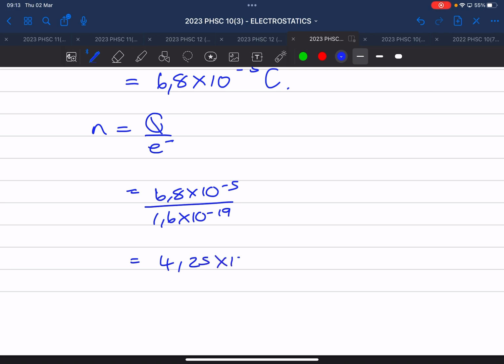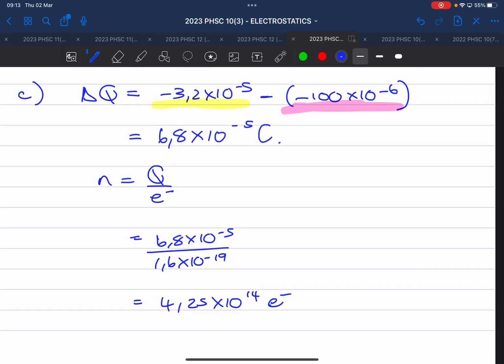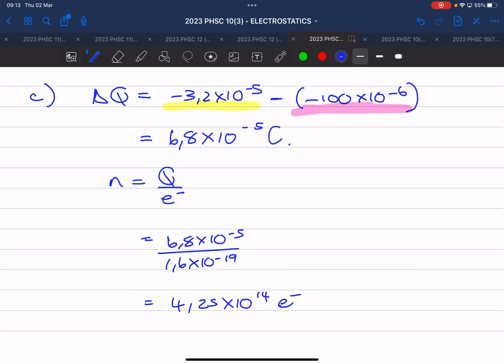.25 times 10 to the power of 14 electrons. For this would come 3 marks. If my answer was negative, then it just means it gave it away. So it's not the end of the world.